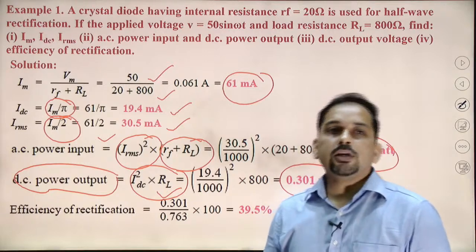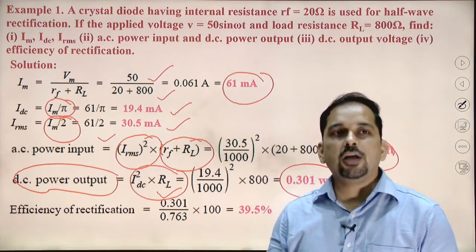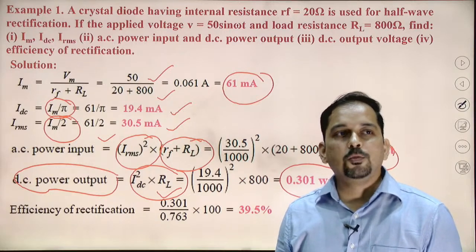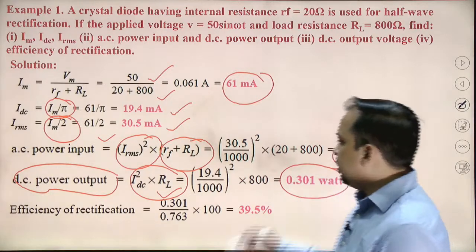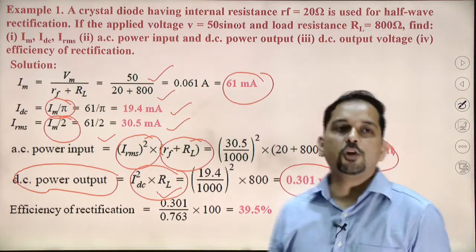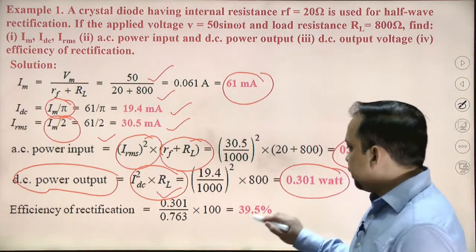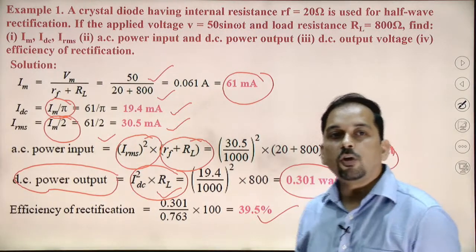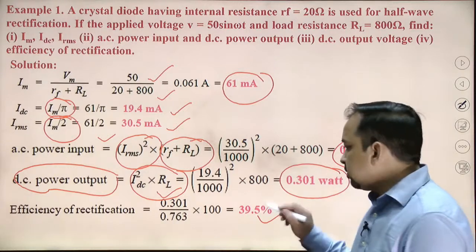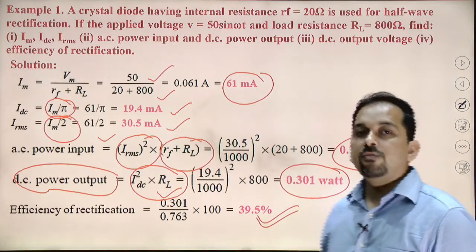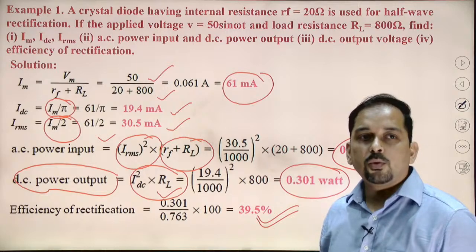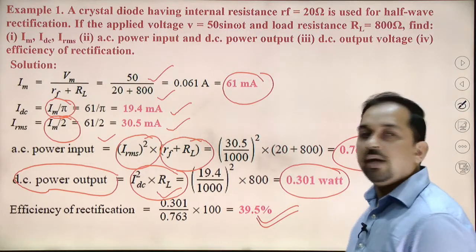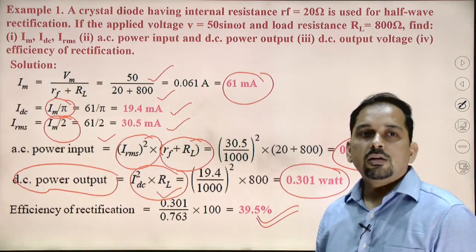So here we can calculate the efficiency. Efficiency, as we are already aware, is the ratio of DC output power to the input AC power, and if we want the percentage efficiency, we multiply by 100. Ideally we observed that the efficiency was 40.6, whereas practically, when we consider the internal resistance of the diode, the efficiency comes out to be around 39.5, which is less than the ideal case.